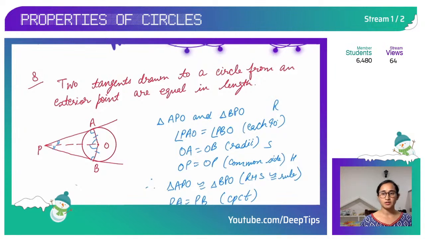Sometimes in tricky questions where they ask you to find angles, you can use these results. Suppose angle AOP is given, then you can directly use this theorem and write BOP equals AOP, and then you can proceed with the sum. Okay, so this is theorem number 8.